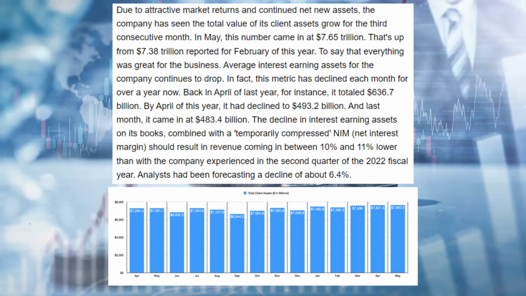The decline in interest earning assets on its books, combined with a temporarily compressed NIM, which is your net interest margin, should result in revenue coming in between 10% and 11% lower than what the company experienced in the second quarter of the 2022 fiscal year. Analysts had been forecasting a decline of about 6.4%. Right, and we're looking at total client assets in billions here on this chart right here. That's essentially what we're looking at.